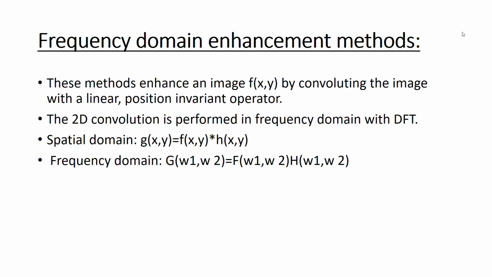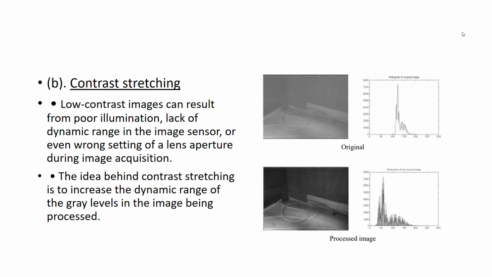So we'll talk about frequency domain enhancement methods. This method enhances an image f(x,y) by convolving the image with a linear position invariant operator. The 2D convolution is performed in frequency domain with DFT. Spatial domain: g(x,y) = f(x,y) * h(x,y), and frequency domain can be formulated as G(w1,w2) = F(w1,w2) H(w1,w2).